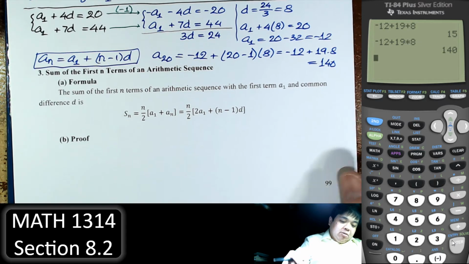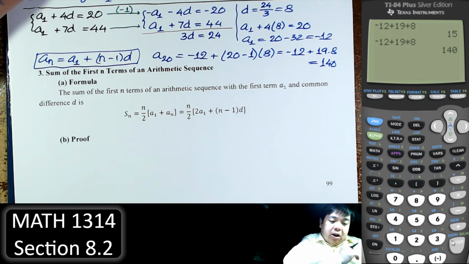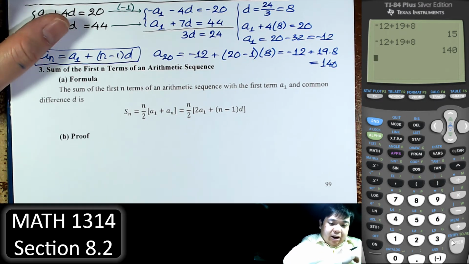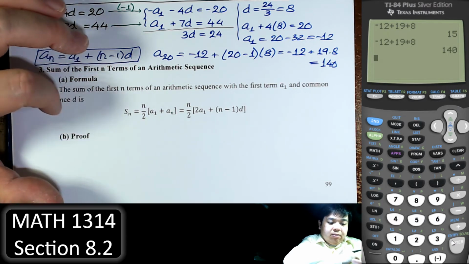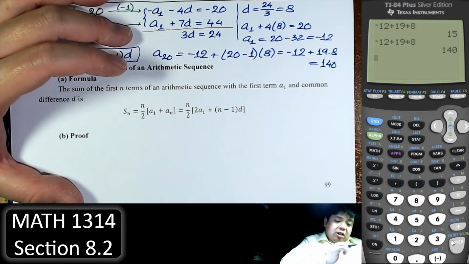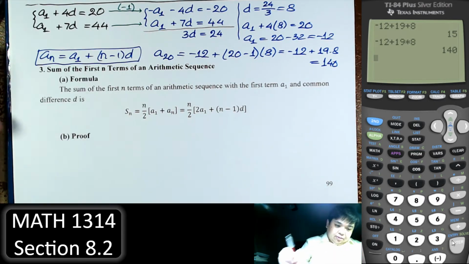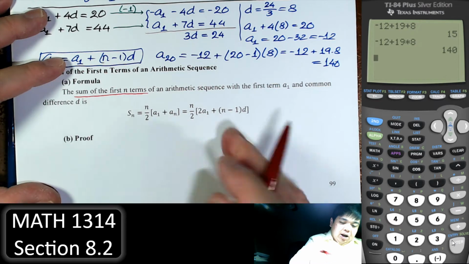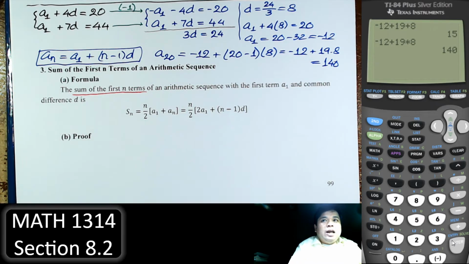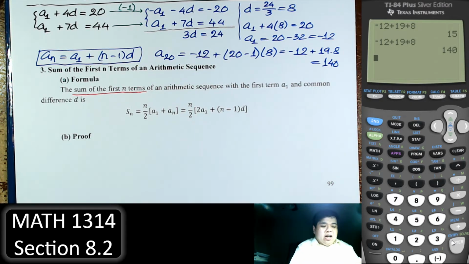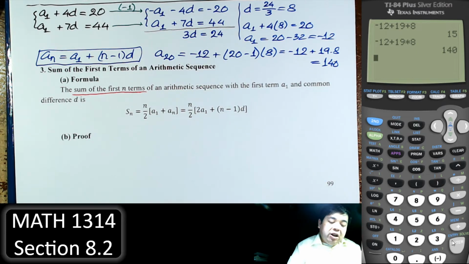Next we have the sum of the first n terms of an arithmetic sequence with the first term a1 and the common difference d. So the sum of the first n terms of an arithmetic sequence is this. Right. So this is actually not a proof. It's kind of a story, a motivation of how the formula came about.